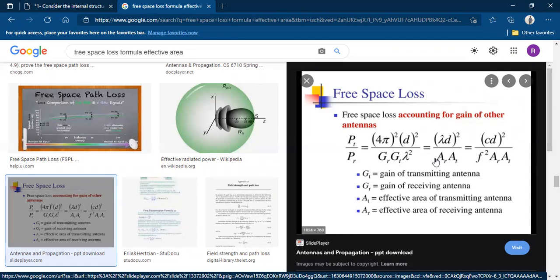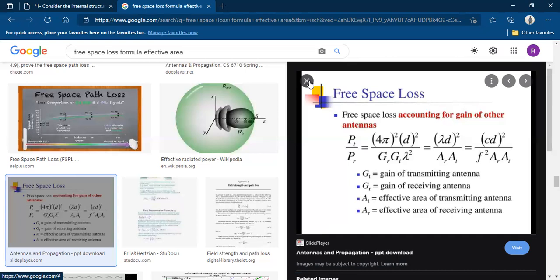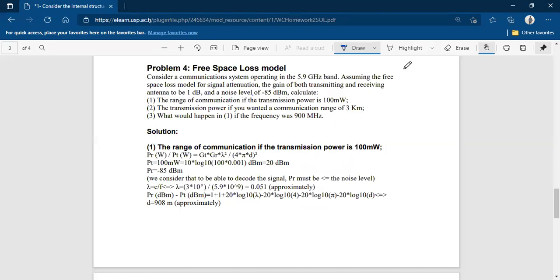Different antennas have different effective areas. There are 3 types of antennas, as you have already noted: isotropic, dipole, and parabolic. Each of these antennas has a different effective area, so you had to go over those. That made up the free space loss model for 3 different antennas, right? So that was just an explanation going back to your labs.